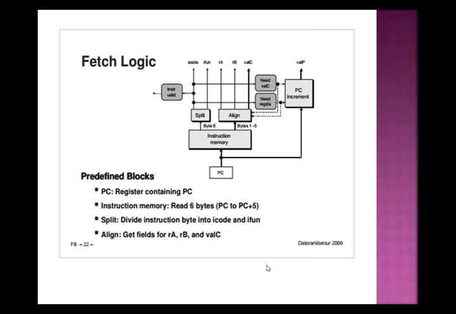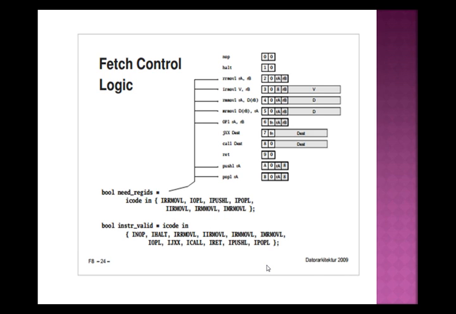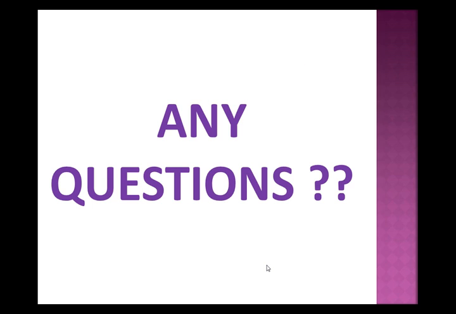Then next shows the fetch cycle, that is how we fetch from the memory, which contains multiple blocks like PC, instruction memory, split, and alignment. Then we also talked about the fetch control logic, that is how we use the control logic in the fetch cycle. Next is the decode cycle. We also discussed how to use the decode cycle in assembly language, so that we read the registers, write into the registers, and control the logic.